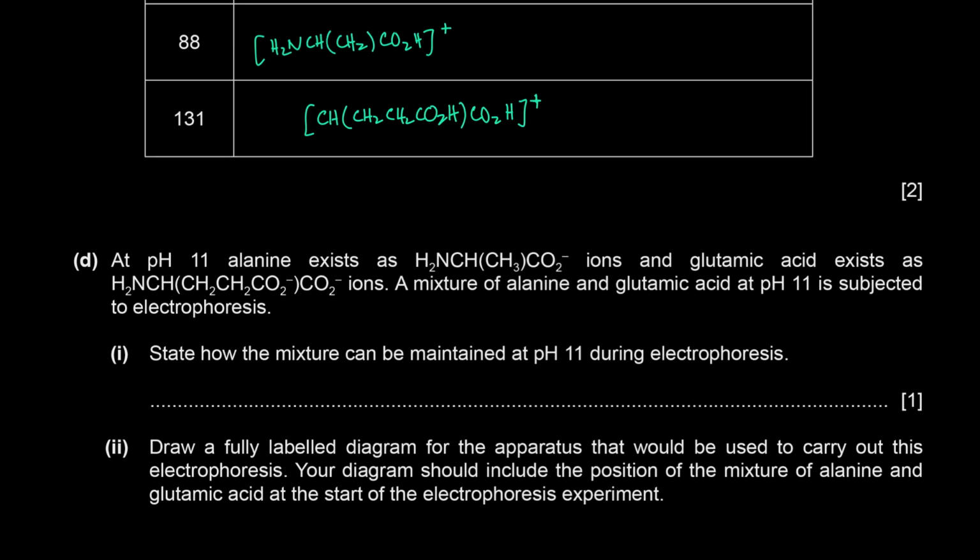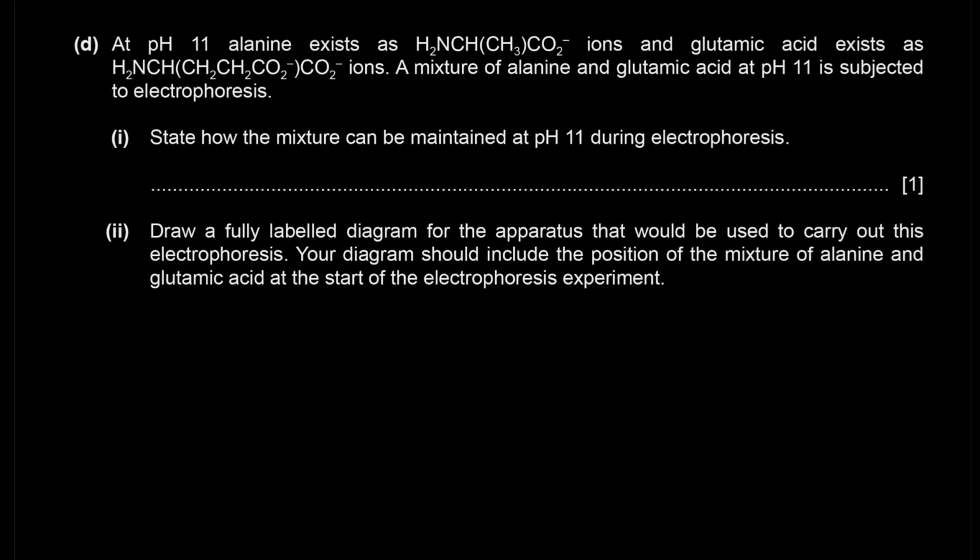All right. At pH 11, alanine exists as this particular ion: NH2CH, CH3, CO2 minus. So you have a pH above the isoelectric point, so the acid loses its proton. And glutamic acid exists as this 2 minus ion. Both the acids lose their protons. A mixture of alanine and glutamic acid at pH 11 is subjected to electrophoresis. State how the mixture can be maintained at pH 11 during electrophoresis. So what would you use to ensure that the pH doesn't change too much? We would use a buffer solution.